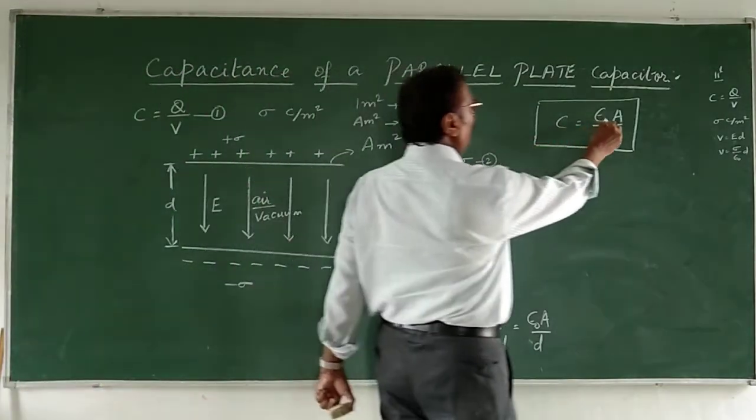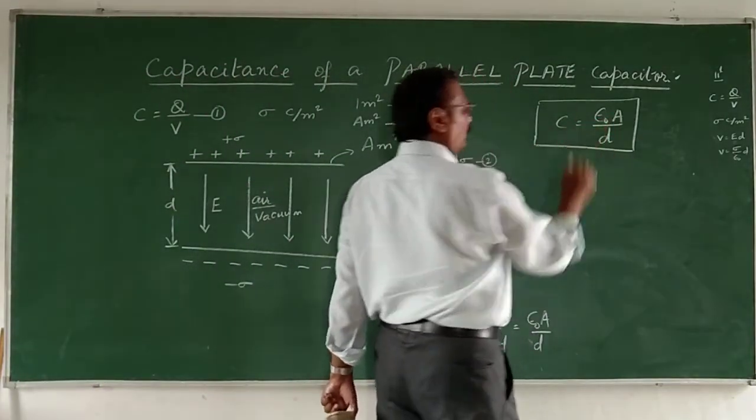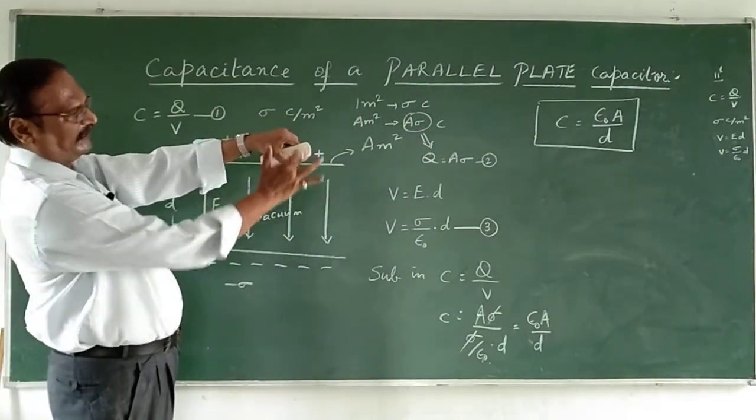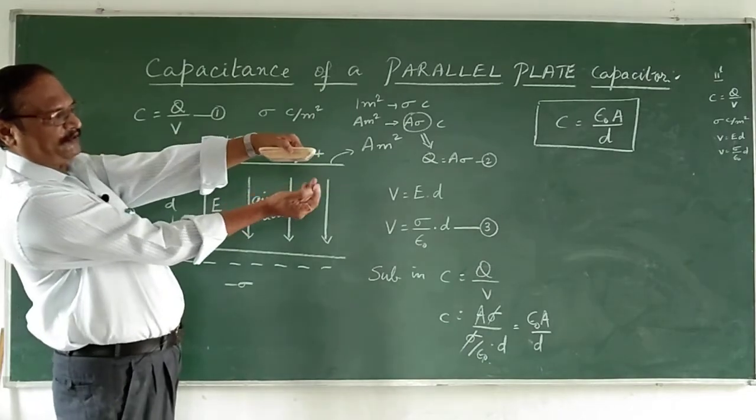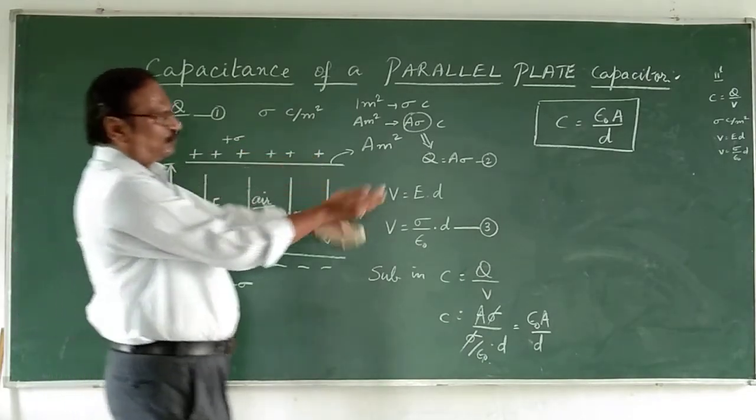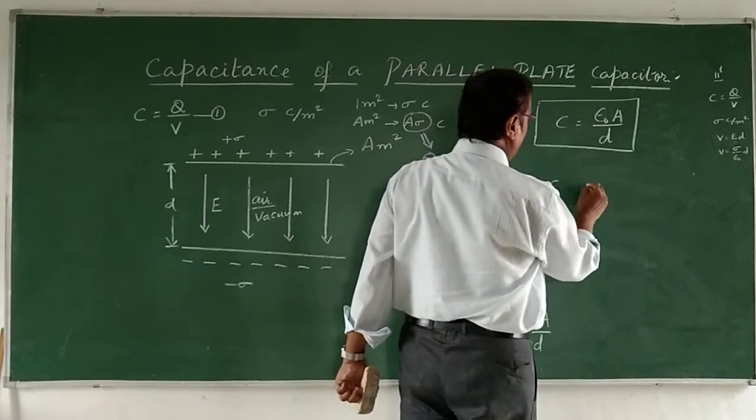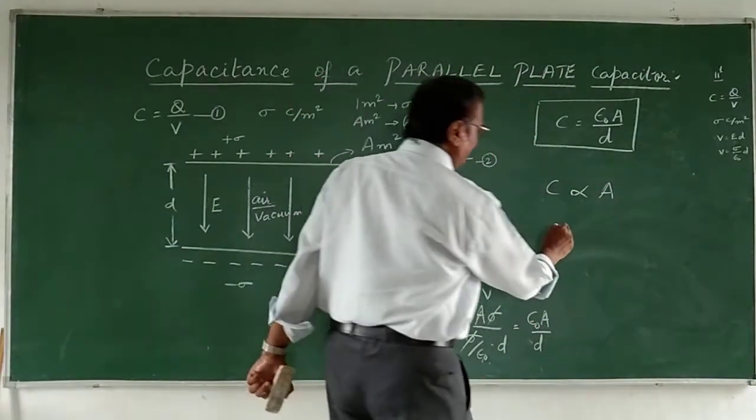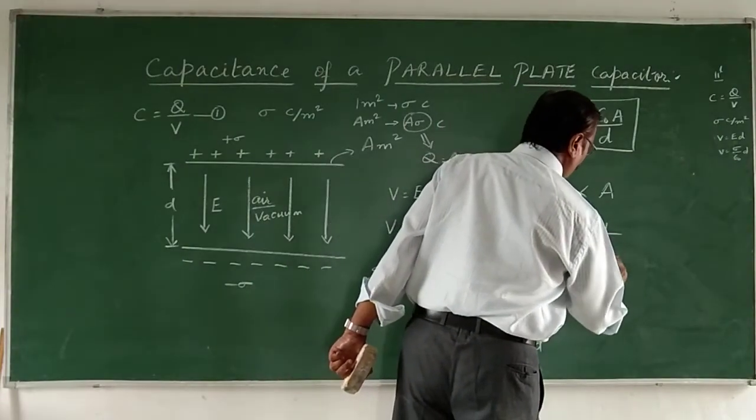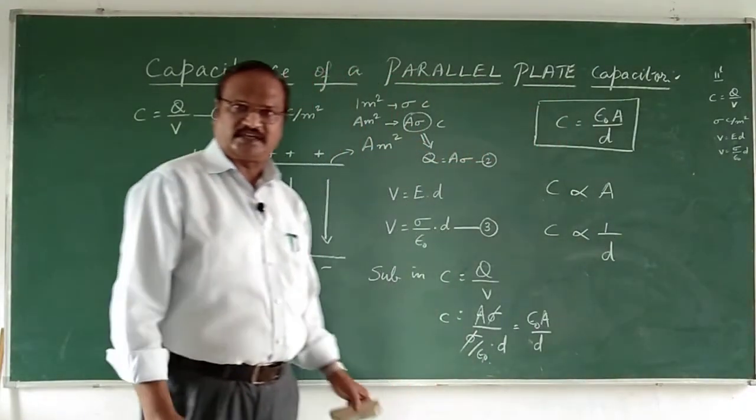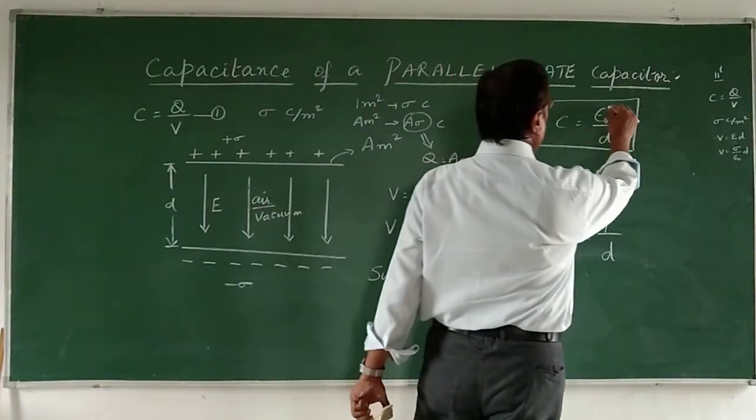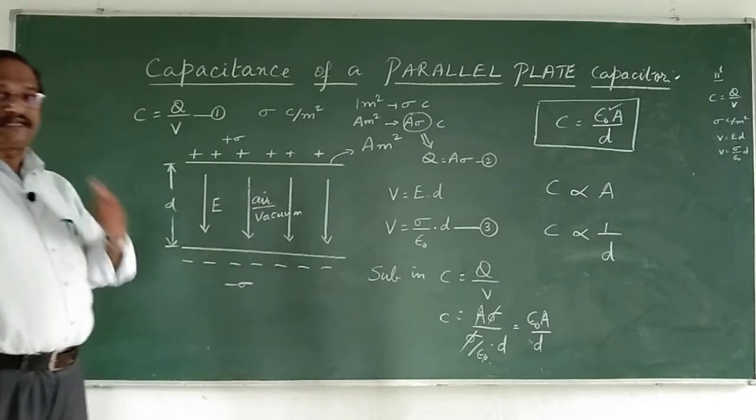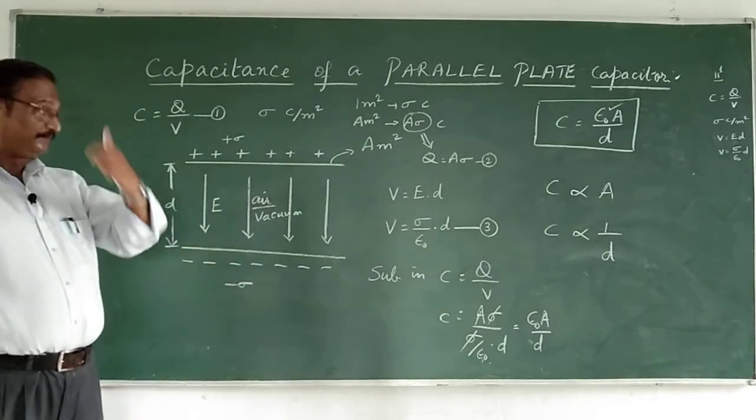So epsilon naught I have used here. A is the area of the plate, and d is the distance of separation between them. So we can say capacitance is directly proportional to the area of the plates, and capacitance is inversely proportional to the distance of separation between them. And epsilon naught is the constant, with which we can calculate the capacitance of a parallel plate capacitor.